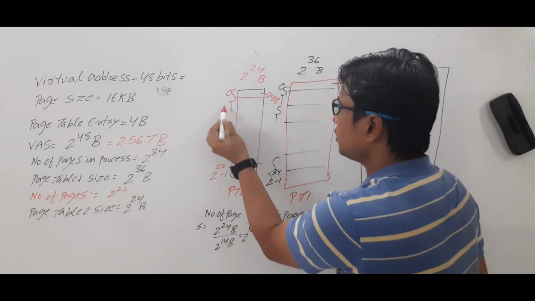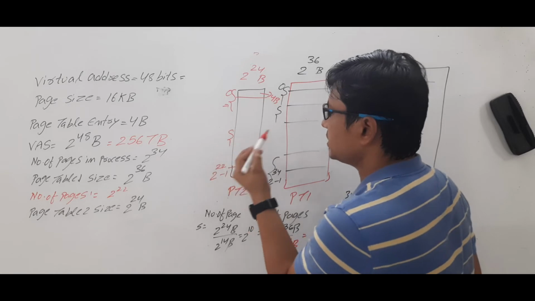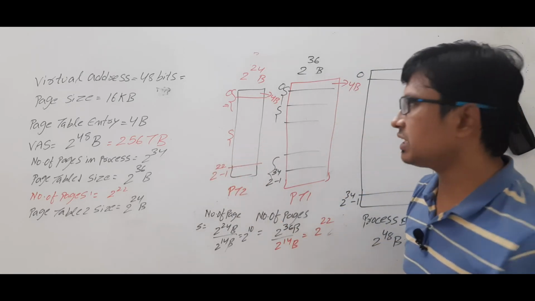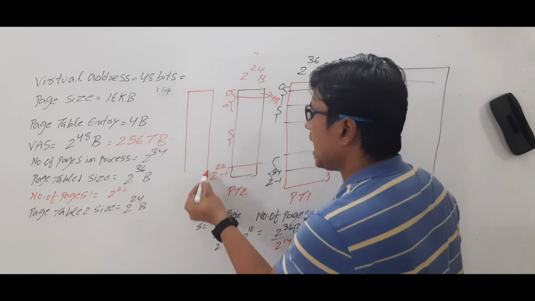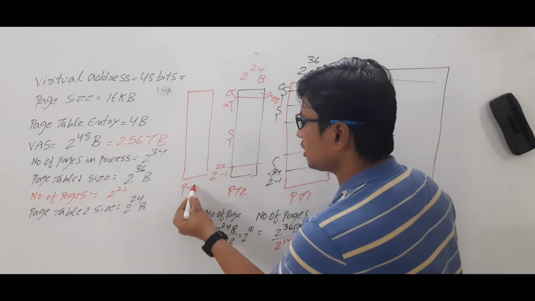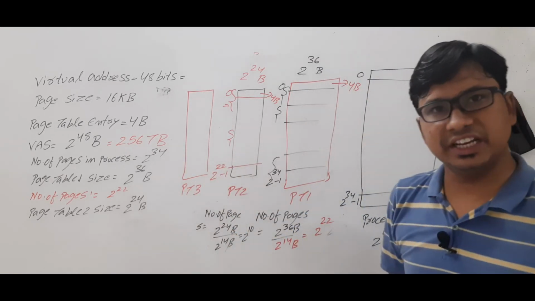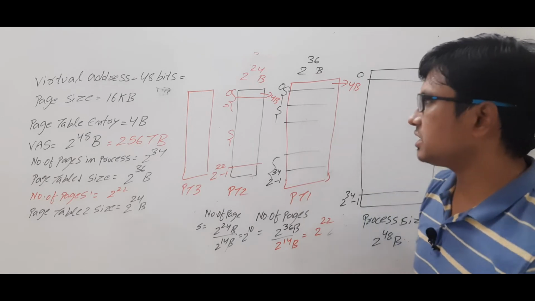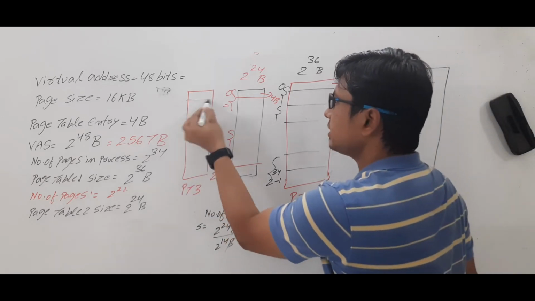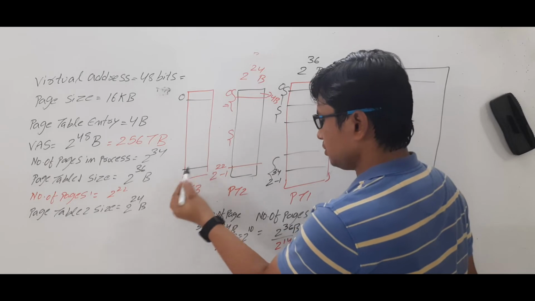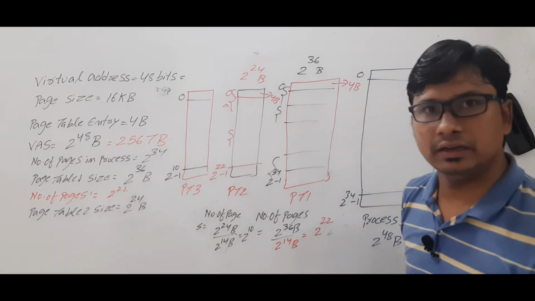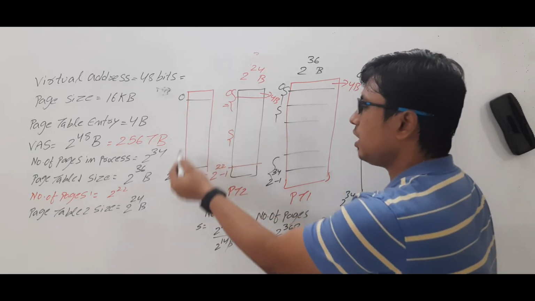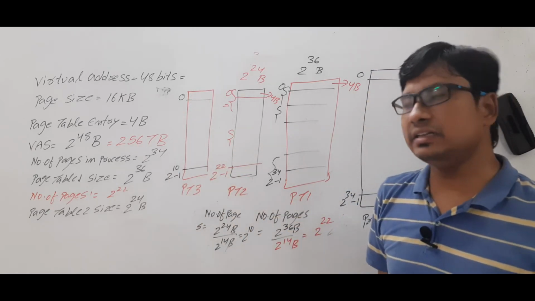This will be one page, this will be another page, and like that you will split it into 2 power 10 pages. Those pages you have to store in another table. That table we will call page table 3. Are you able to understand? So how many entries will be there? Page number 0 to page number 2 power 10 minus 1. Are you able to understand? So you have 2 power 10 entries.